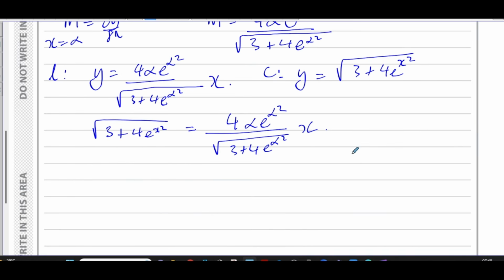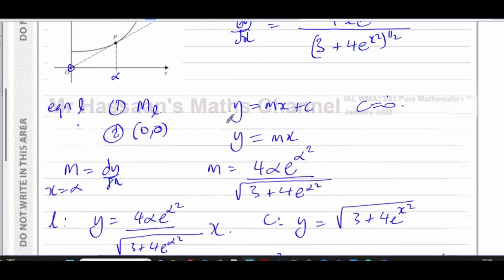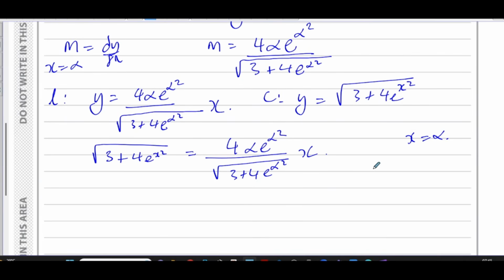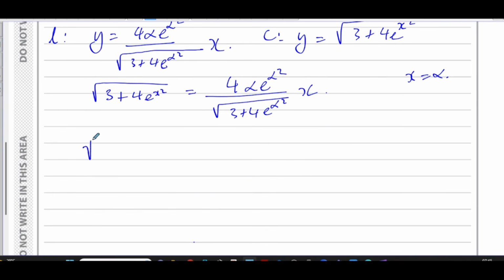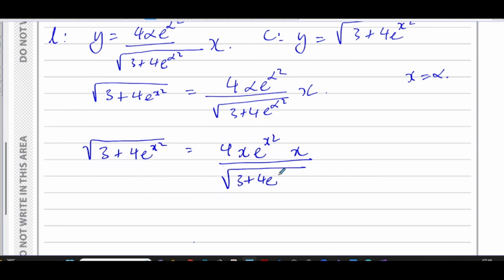So we know that x has to equal alpha, because the equation here has everything in terms of x, and here we have our alphas. So I'm going to replace the alphas with x, because x equals alpha. We know that x equals alpha is the solution. Hopefully then we'll end up with the required equation. So wherever I see the alpha, I'll replace it with x. So 3 plus 4 e to the power of x squared equals 4 times x, e to the power of x squared, times x, over the square root of 3 plus 4 e to the power of x squared.